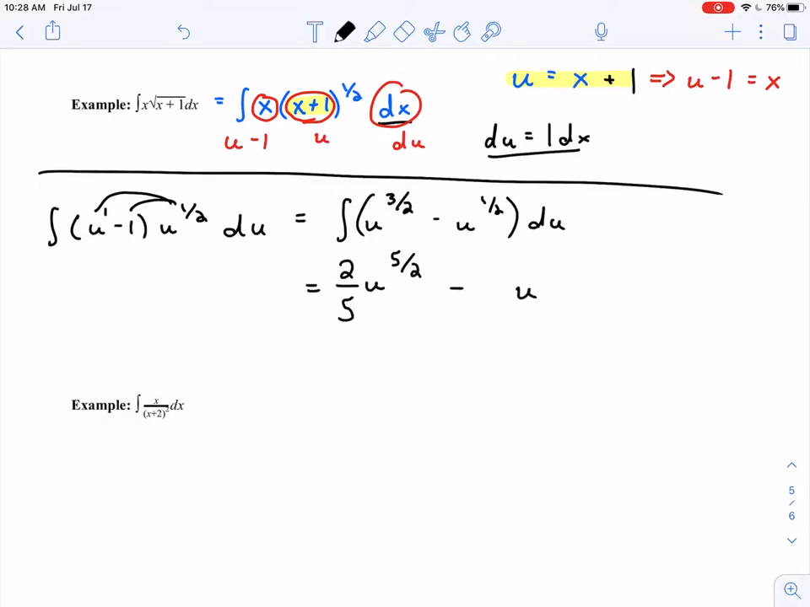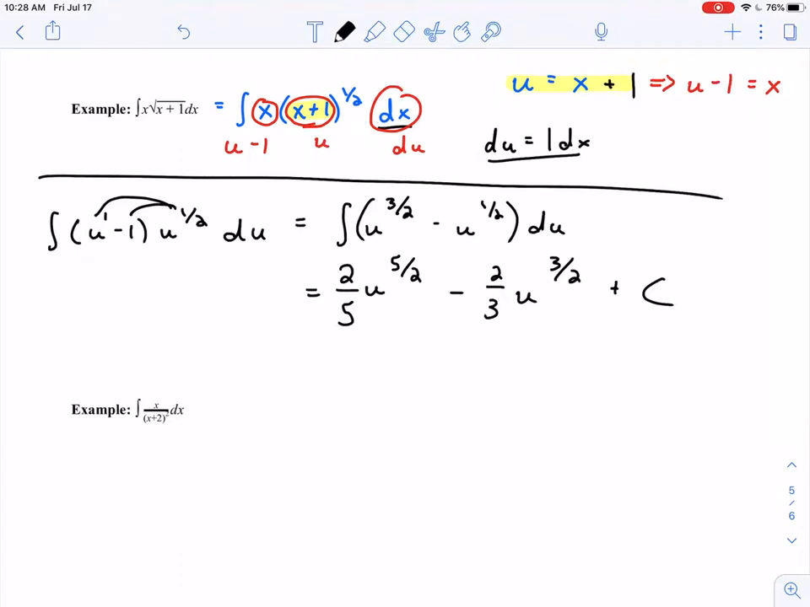Minus over here, u, adding 1 to the power, that will give me 3/2. Rather than divide by that fraction, I'm going to multiply by the reciprocal. I'll multiply by 2/3. And of course, I have to add in my constant of integration c.